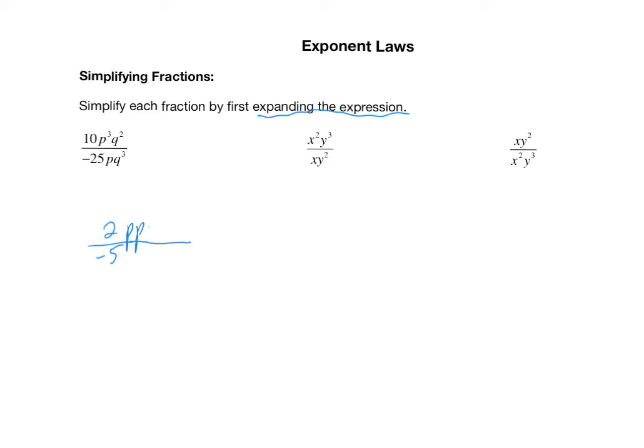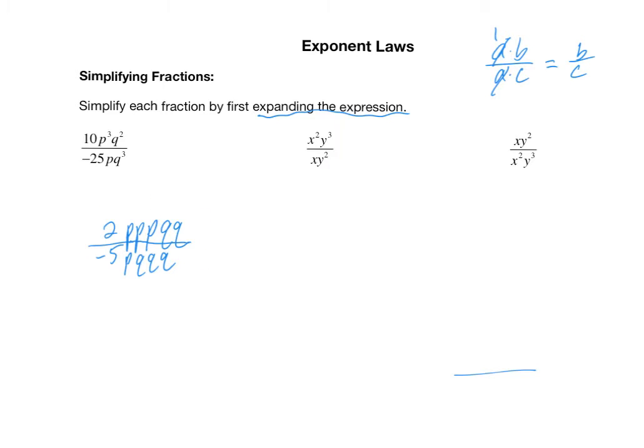P cubed means P times P times P, Q squared means Q times Q, and P on the bottom, and Q cubed means Q times Q times Q. Once you've expanded it, we now want to divide out the common factors. In general, if you've got A times B over A times C, that's the same thing as B over C, so long as A is not 0, because otherwise you would not be able to do the division. We can divide out common factors. A divided by A is 1, and then 1 times B is still just B over here. So let's divide out the common factors over here in this expression.